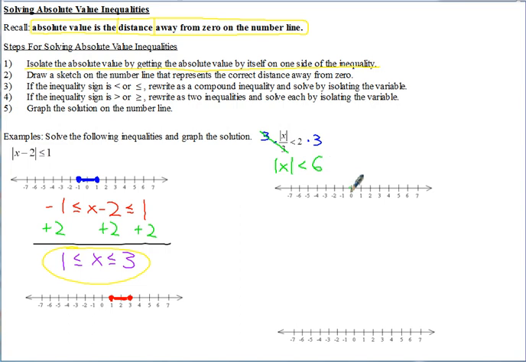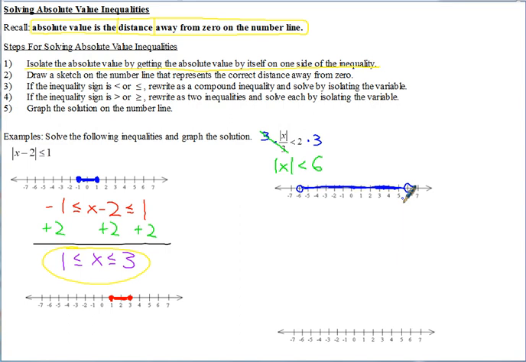So now the distance away from 0 has to be less than 6. So you go up to 6 to the right of 0. And notice this time it can't equal 6. So we're going to put an open circle there instead of a closed circle. And then 6 to the left of 0, again, it's less than 6 away, so we'll put an open circle right there instead of a closed circle. And again, the distance away from 0 is less than 6, so it's all the numbers in between here, the distance away from 0 that are less than 6. So shaded.